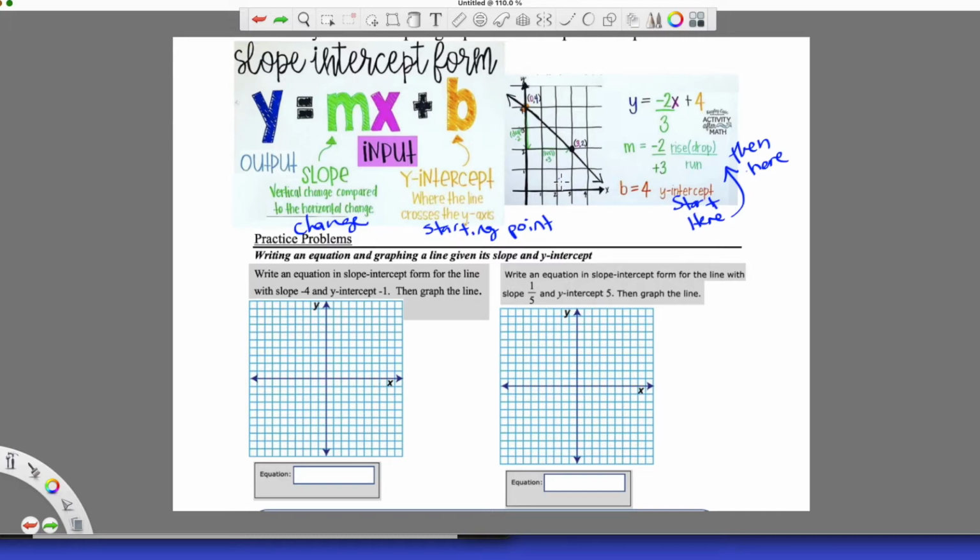All right, so let's go ahead and practice this. They're going to just give us slope and intercept and have us graph these 2 lines, but they're also going to have us write an equation for it.